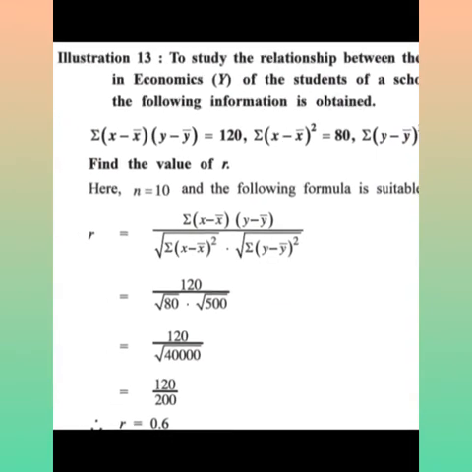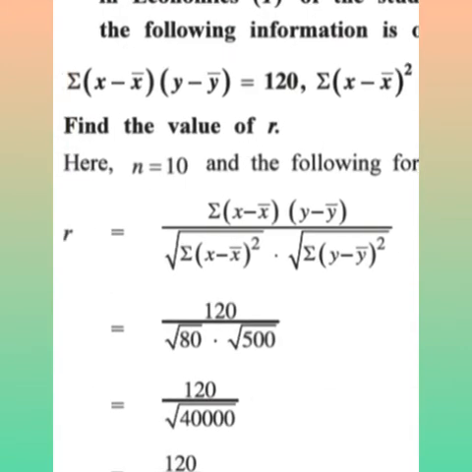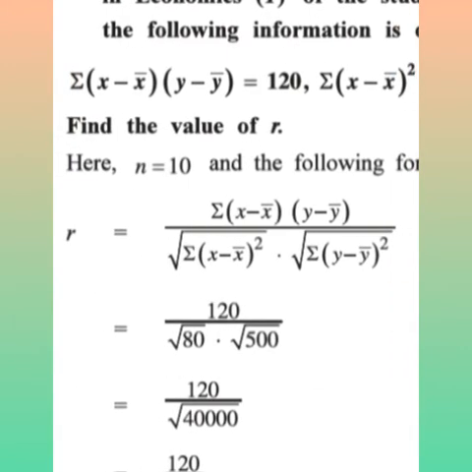Children, if you will properly notice, you would find over here the formula that has been given is for our first formula for Karl Pearson's method, right? That's why we will use our first formula over here. Our first formula was sigma (x minus x bar)(y minus y bar) whole upon under root sigma (x minus x bar) whole square into under root sigma (y minus y bar) whole square.